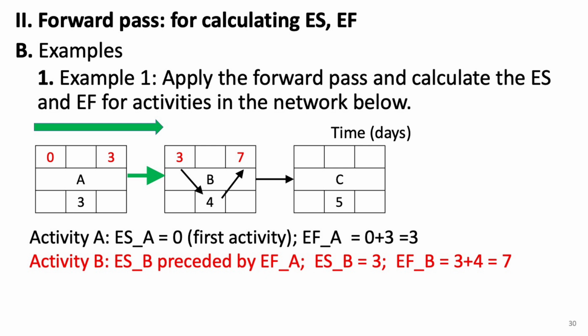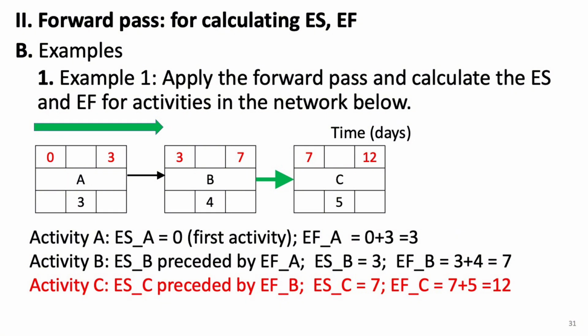Now, moving to activity C from B, we follow another finish to start relationship. Since B finishes at 7, that means C can start at 7 as well. Adding the duration of 5 days gives us an early finish of 12. Since C is the last activity in the network, its early finish, 12 days, represents the total project duration. That's it. That's how you calculate early start and early finish using the forward pass method.